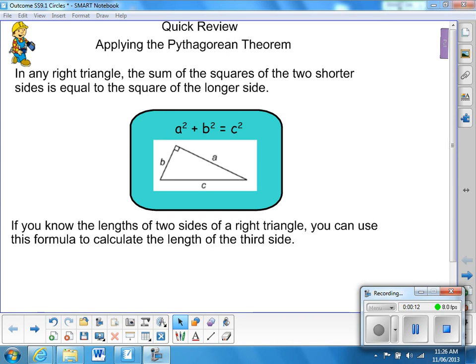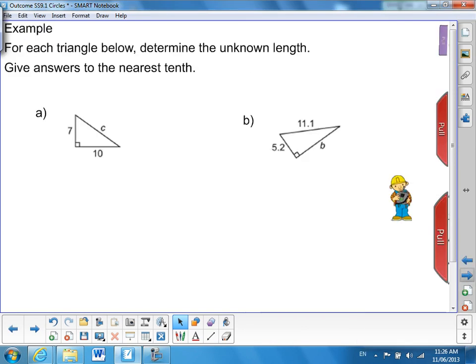In any right triangle, the sum of the squares of the two shorter sides is equal to the square of the longer side. If you know the length of two sides of a right triangle, you can use this formula to calculate the length of the third side. So let's do a couple of examples.